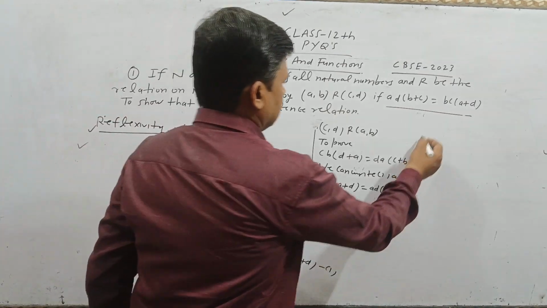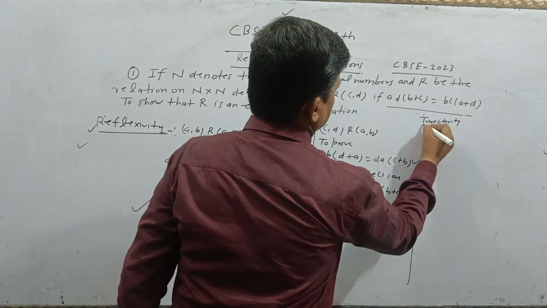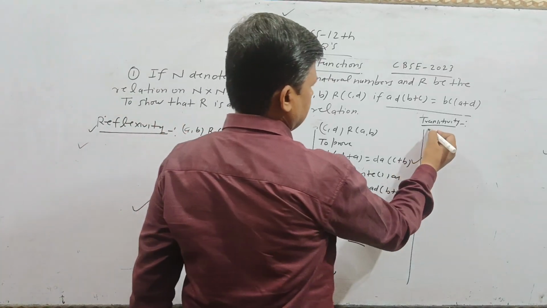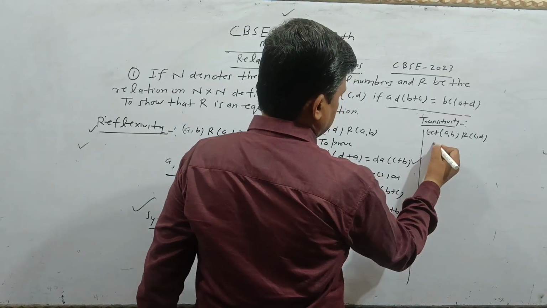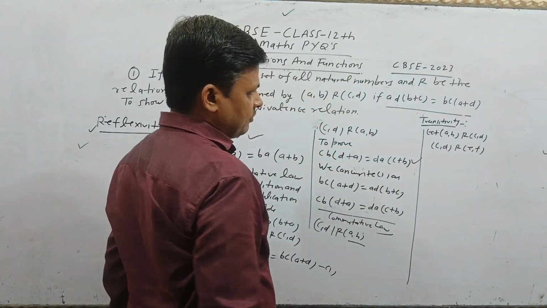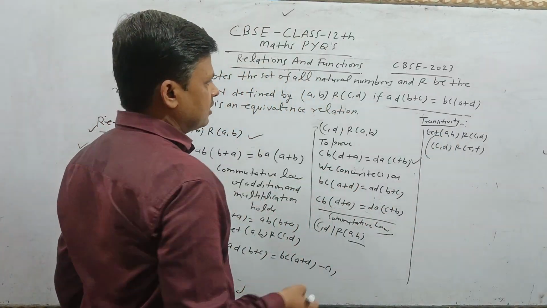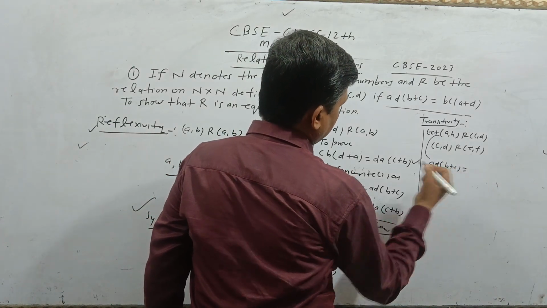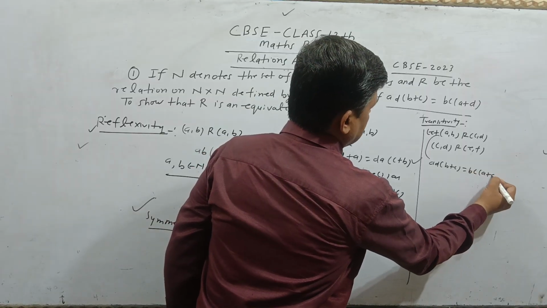Now what about the transitivity? For transitivity, we will consider that let A comma B relate to C comma D, and C comma D relate to E comma F. If A comma B relates to C comma D, then with the help of this, we can write AD(B plus C) is equal to BC(A plus D).